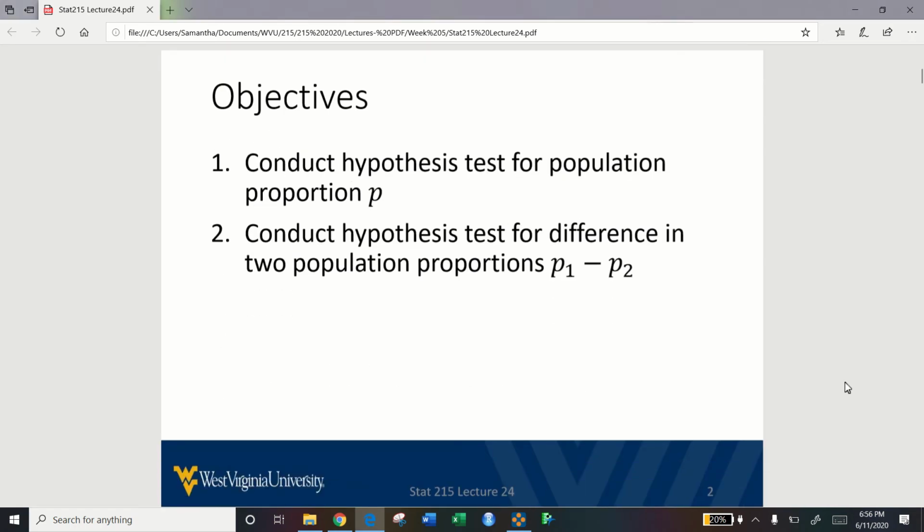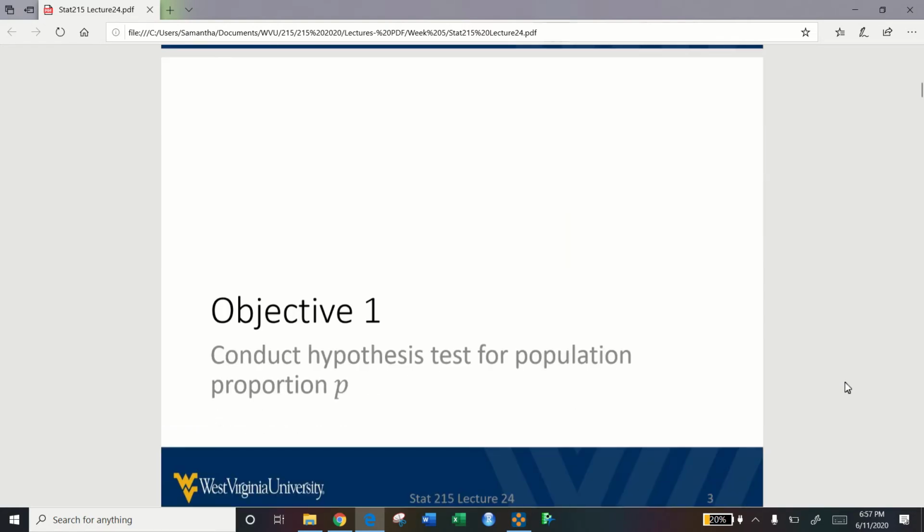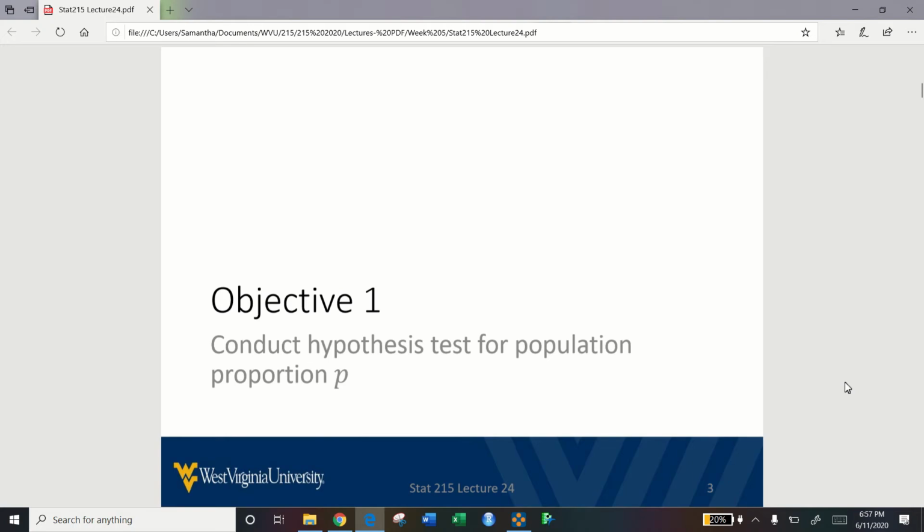In this video, we're going to focus on two objectives. First, we want to conduct a hypothesis test for the population proportion P. And second, we want to conduct a hypothesis test for the difference in two population proportions, P1 minus P2. Let's begin by looking at our first objective.